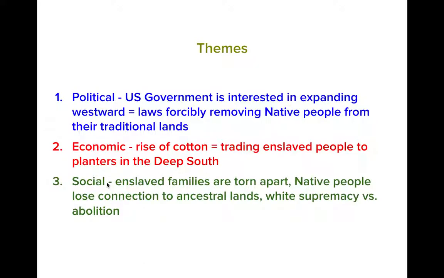And then three, we have social factors, anything that has to do with people. Enslaved families are being torn apart by what is now called the Second Middle Passage, the movement of enslaved African Americans from the coastal South to the deep South. And Native people lose connection to ancestral lands, for they are being removed in order so the U.S. government can gather natural resources or raw materials from the lands that the Native people previously lived on. And white supremacy begins to grow. That is a doctrine or the belief that whites are better than other races, and this was used to justify slavery. However, it's countered by abolitionism, or the movement to abolish or get rid of slavery.